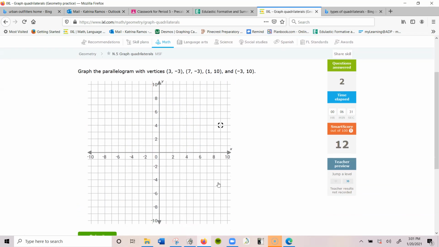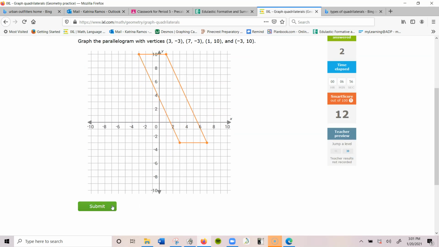Now that's right. Same thing, 3, negative 3, 7, negative 3, 1, 10, and negative 3, negative 10. Negative 3. Oh, sorry, negative 3, 10. So that's negative 4, like that. Okay.